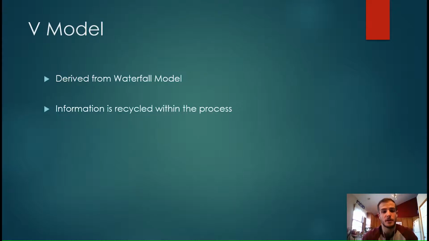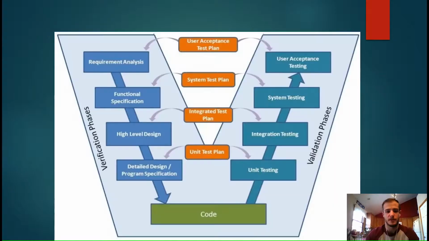It is derived from the waterfall model, and then the information is actually recycled within the V model process. This is something that is a perk to the V model because it does help fix the waterfall model slightly. So as you can see here, the V model is split up into two different sides, the verification phases and the validation phases. So first we have the requirements analysis and the user acceptance testing.